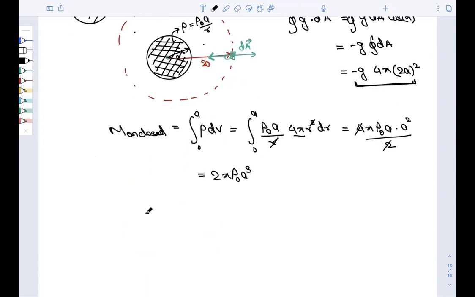You might say, so putting in the above equation, it will be minus g into 4 pi 2 pi A square equals to 2 pi rho naught A cube. तो A square से A cube से A k बचा, right? पाई से पाई खत्म, ये 4 4 16 नीचे अगर this will become 8.